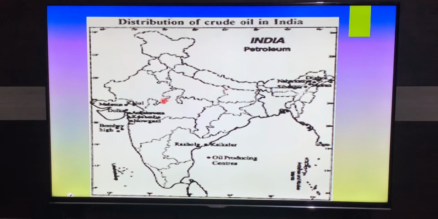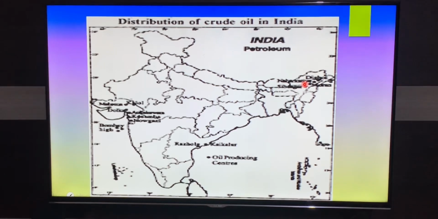The places where petroleum is located, the most important, Bombay High, which is in the Arabian Sea near Mumbai in Maharashtra. Digboy, Ankleshwar, and the first petroleum located in India was Makum.